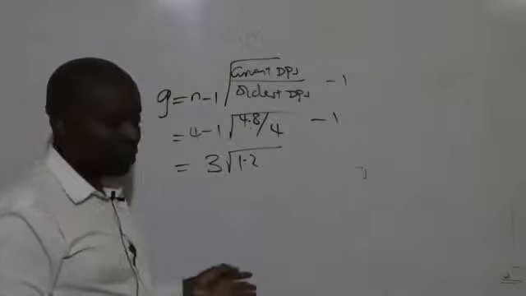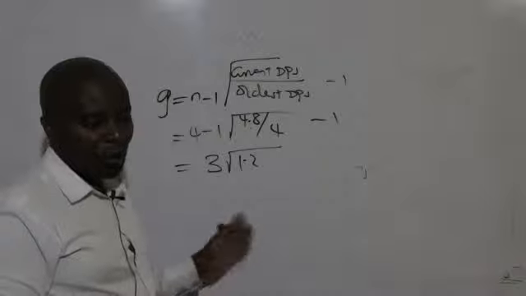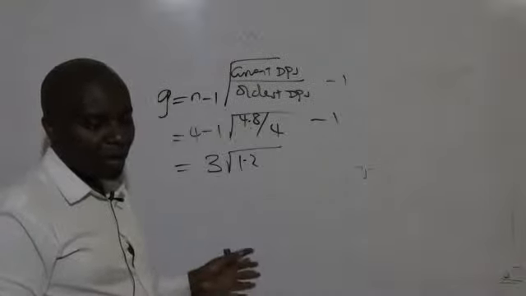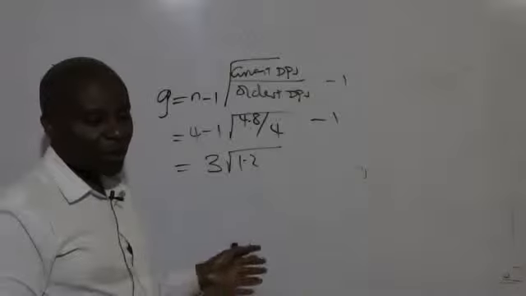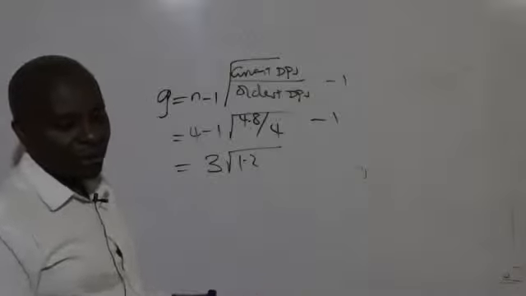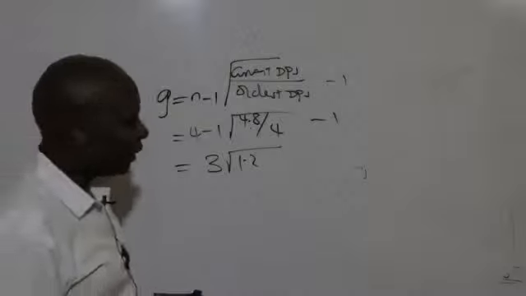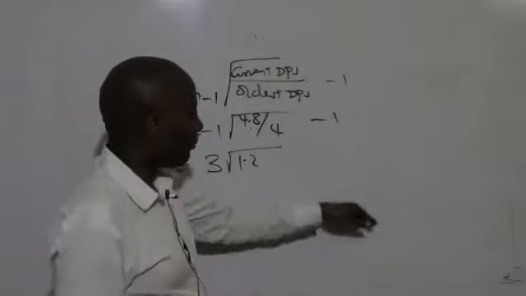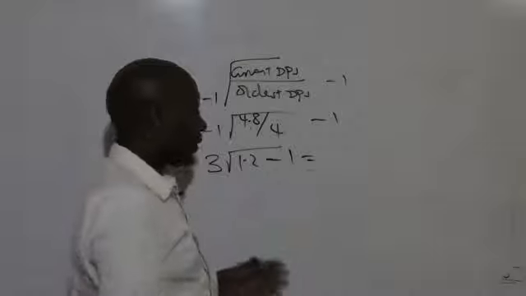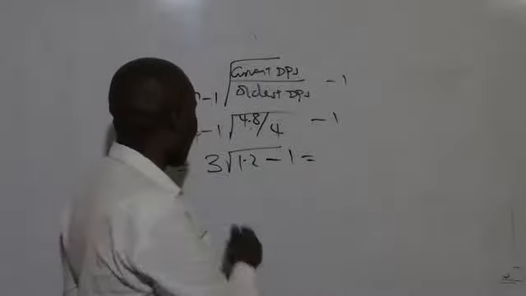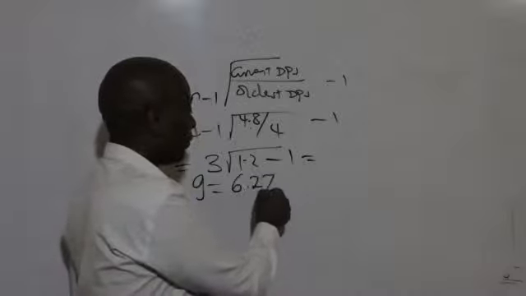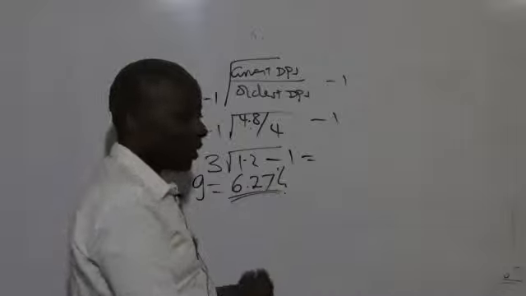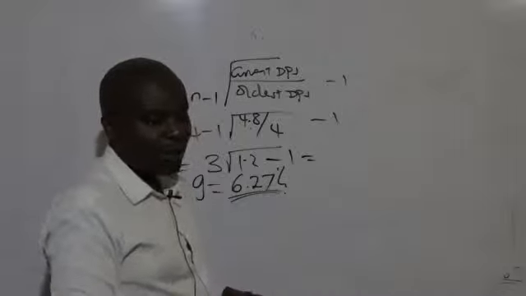Cube root of 1.2. What do we have there? Whatever we get, we subtract 1. Please guide us accordingly. What do we have there? 1.062. So at the end of the day, when you subtract 1, what is the growth rate? 6.27%. Thank you very much.